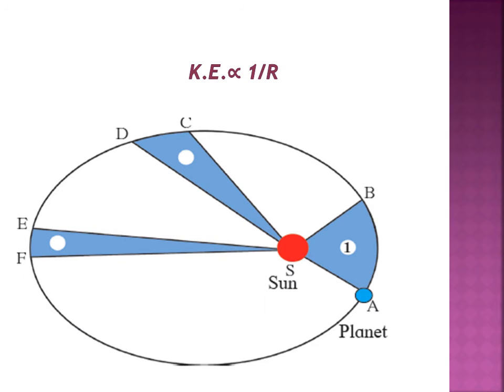In this figure we observe the perihelion, that is the closest distance of the planet from the sun. Here the r value is minimum, and whenever the r value is minimum its kinetic energy is maximum, because kinetic energy is inversely proportional to the r value. So in the perihelion region the kinetic energy of the planet is maximum, so it moves faster. But in the aphelion region the r value is maximum, which gives minimum kinetic energy, and that's why the planet moves slower in this region.